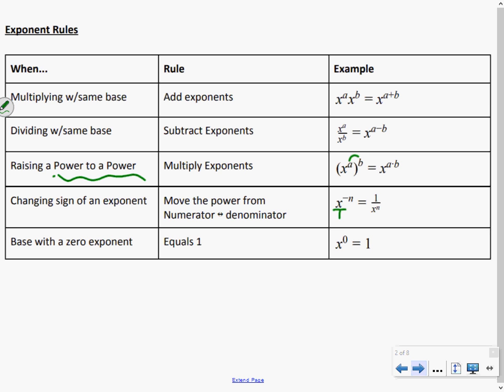And then the last one here is really why we have that special definition of exponents. If we have a base with an exponent of 0, it's actually going to equal 1. So if you think of our previous definition, x to the 0 power would mean we're multiplying 1 by x 0 times, which would leave us with just 1. So anything raised to the 0 power is 1. That's a special rule that you're going to want to remember.